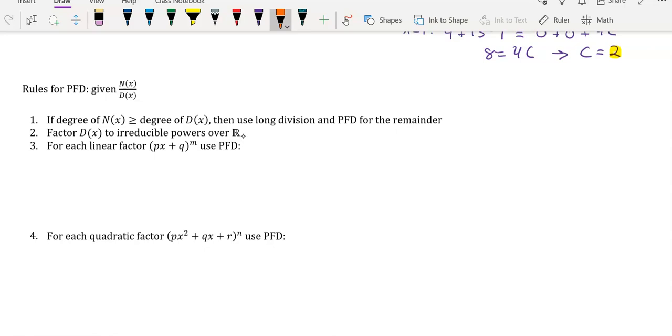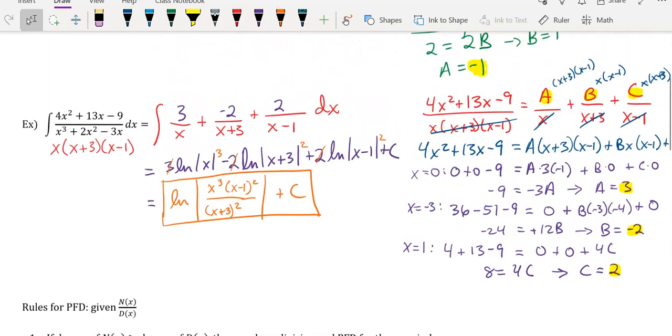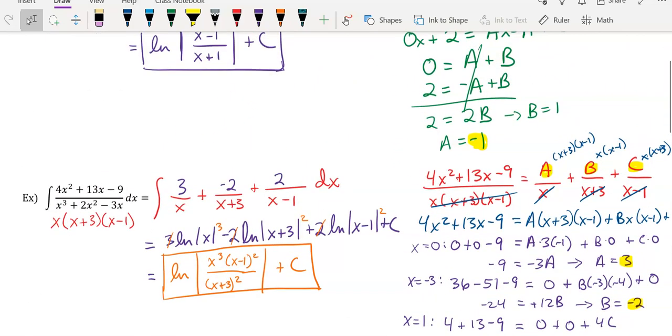And then for every linear factor that we have, written as px plus q raised to the mth power, we're going to use partial fractions on that like this. Let's say I had px plus q, where p and q are constants, and m is 3. In the examples we did before, all of the linear factors were raised to the first power: x, x plus 3, x minus 1.